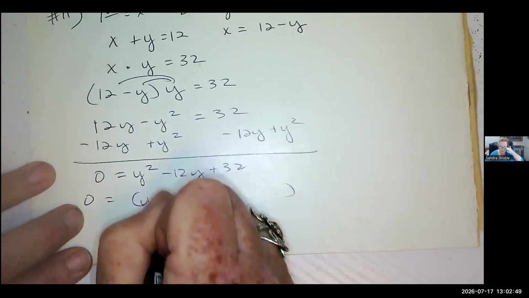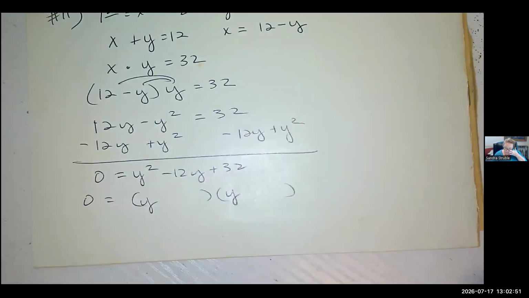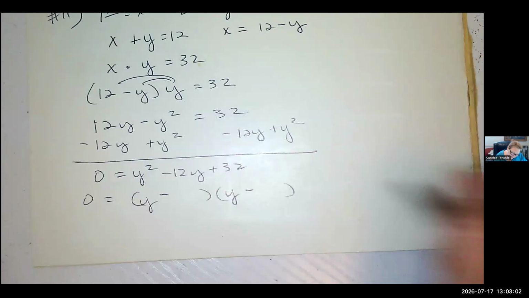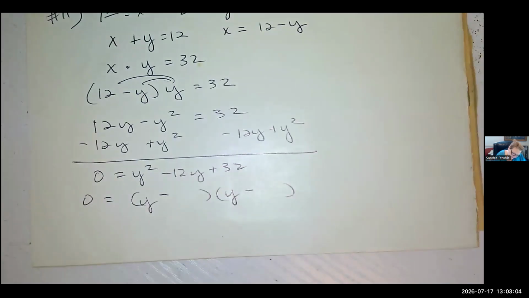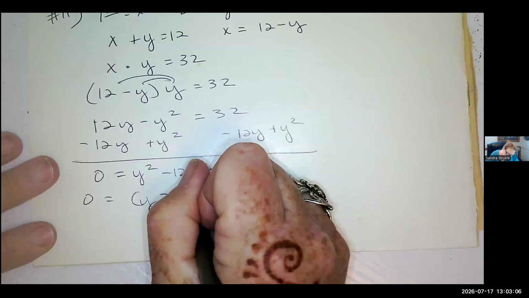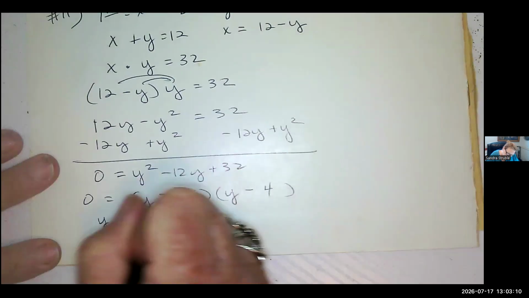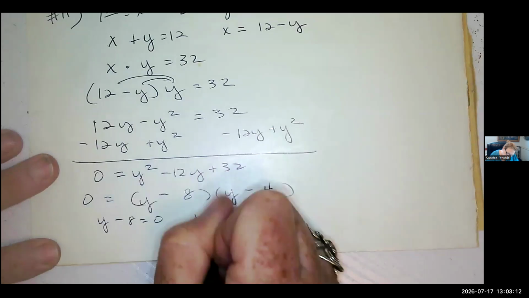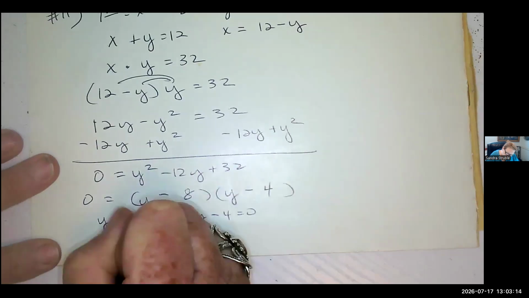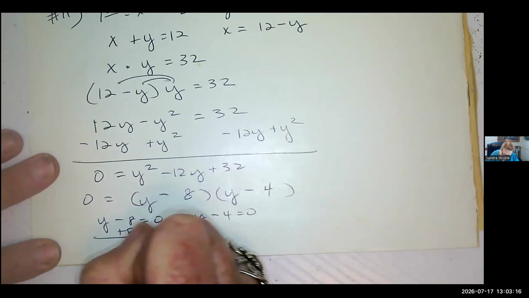What two numbers multiply together to give me 32, but add to give me 12? They're both negatives, because only the middle term is negative. 8 and 4. 8 times 4 is 32, and they add to give me 12. Set each of these equal to 0 and solve. Y is equal to 8. Y is equal to 4.